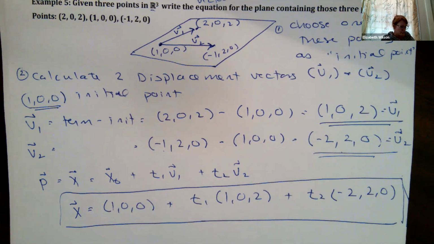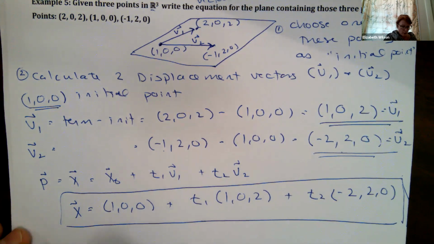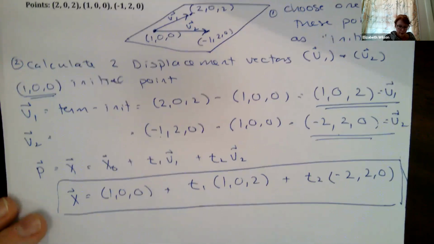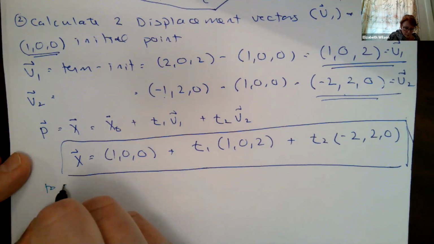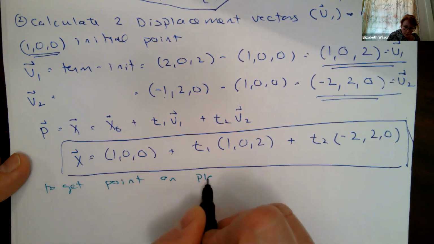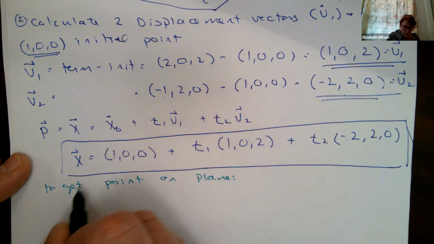Right, now I can break this down into different pieces. I'll do it in different colors so you can see. So this answers our question here. If I want to generate a point on the plane, I'll break this down into different component parts.